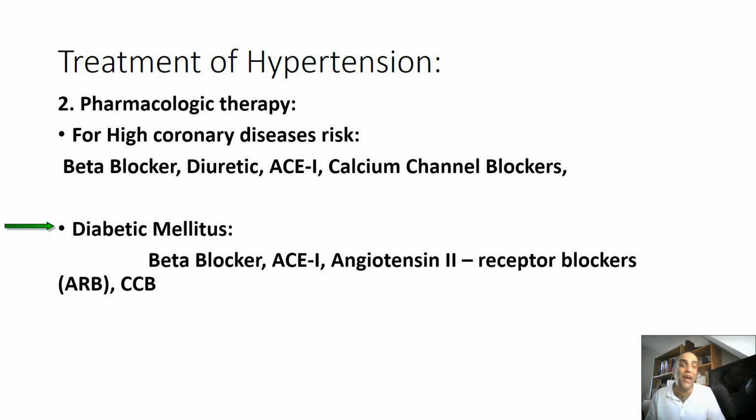In diabetes mellitus we have to be careful, because in diabetes mellitus the vessels mainly don't function properly, and beta blocker, ACE inhibitor, and angiotensin 2 receptor blocker can be used with calcium channel blockers. And as I mentioned, pre-hypertension for a diabetes mellitus patient is as dangerous as hypertension for a normal person.